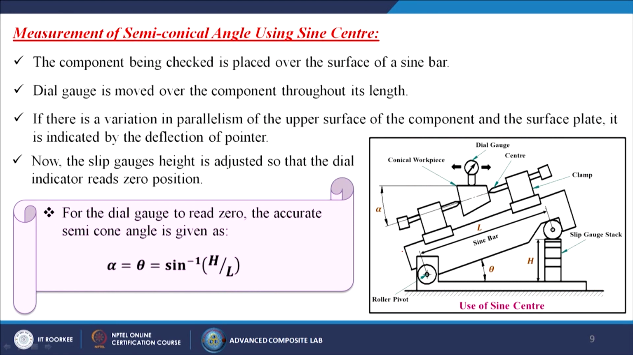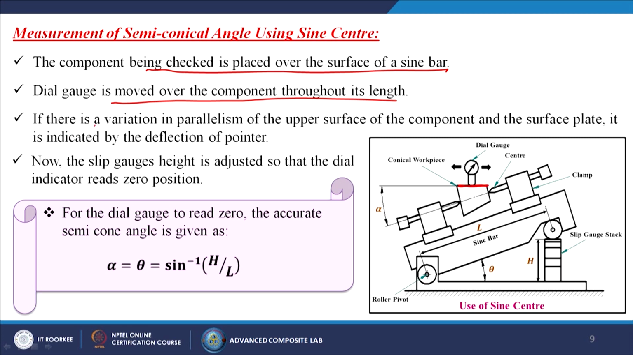Then how are we measuring? Here is the measurement of semi conical angle using the sine center. The component being checked is placed over the surface of a sine bar. So, this is the case. Now, this is our exact component over there. The dial gauge is moved over the component throughout its length. So, the dial gauge we are moving.